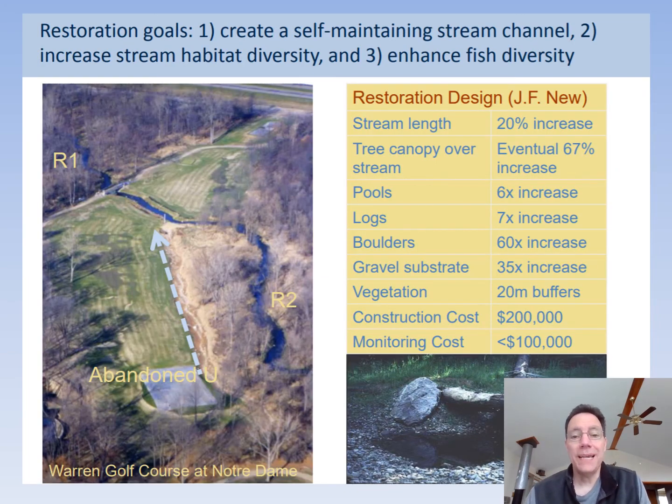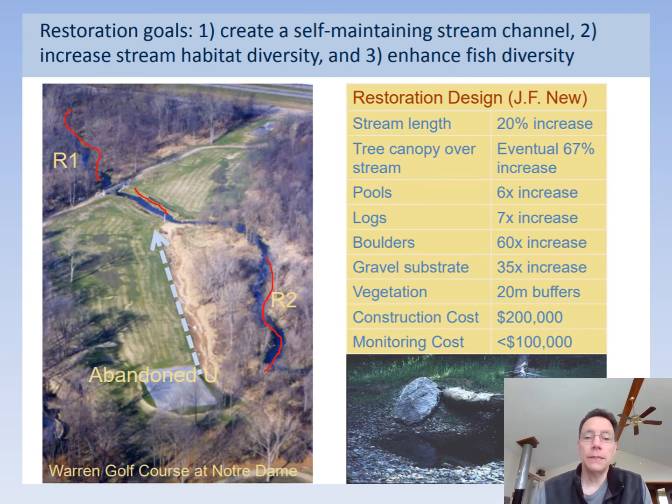So here's their re-meandering project. They put in two areas, R1 and R2, where R stands for restoration. So here's restoration 2, and then here's restoration 1. In between they had some areas that were unrestored. They're trying to compare areas they restored with areas that they did not restore.